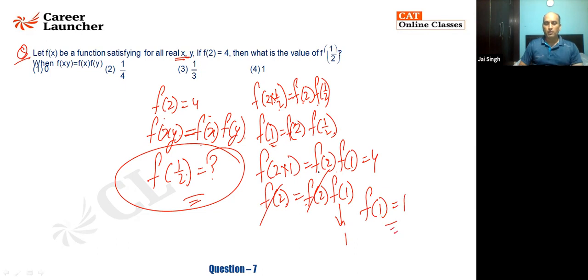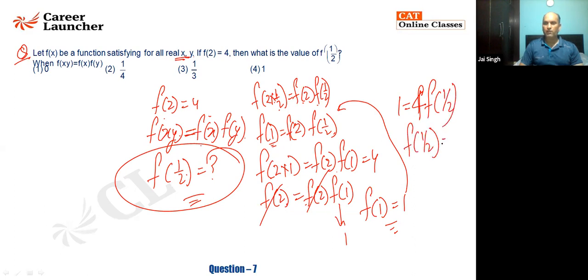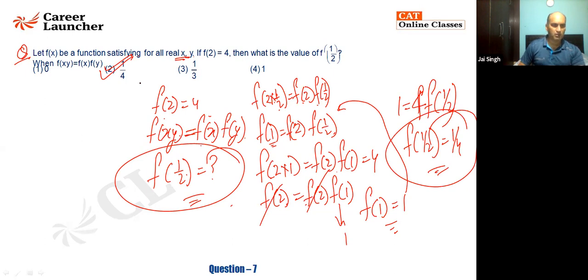That is 1. Once you know this is 1, you will put it in the equation. So what do you get? You get 1 is equal to f2, which is 4, into f half. So what is f half? f half will come out to be 1/4. Your answer is 1/4. Option number second is correct. Is it fine, everyone? And yes, good to see Anuruddh. Is it clear? The rest of the people have given the same answer.